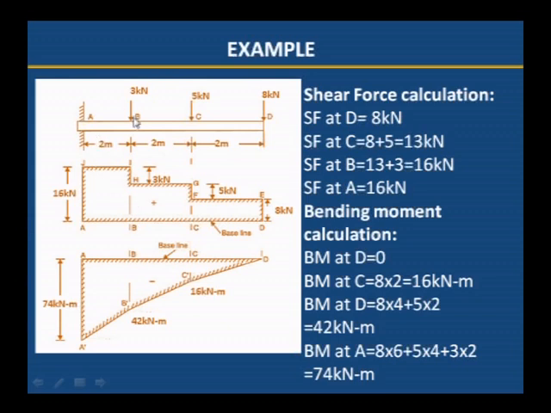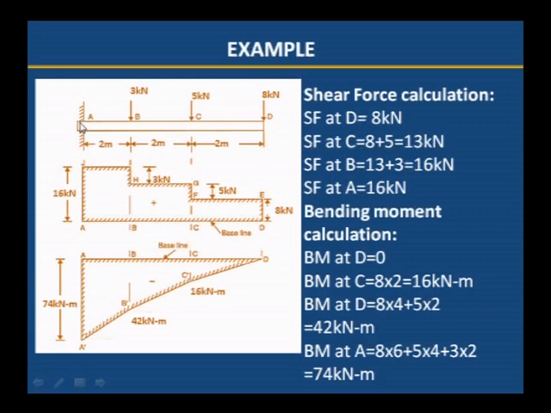To calculate bending moment at B, force is 8 kilonewton into distance is 4. Force into distance, 8 into 4 plus 5 into 2. 5 into distance is 2 meter. 8 into 4 meter, 5 into 2 meter. We have to calculate force into distance for moment. 8 into 4 plus 5 into 2, total 42 kilonewton meter is the bending moment at B.